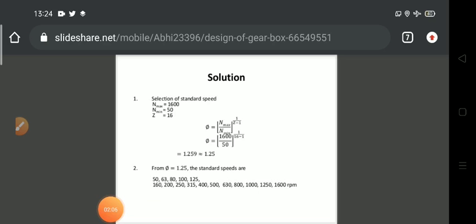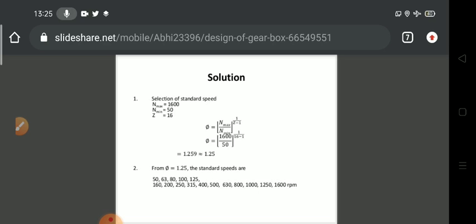In this example, we are using the geometric progression method. So we have to find the zth spindle speed. The equation is phi equal to n max divided by n min raised to 1 upon z minus 1. So put the value n max is 1600 and n min is 50, where z is 16. This means we have to find the 16th spindle speed. So phi is 1.25.